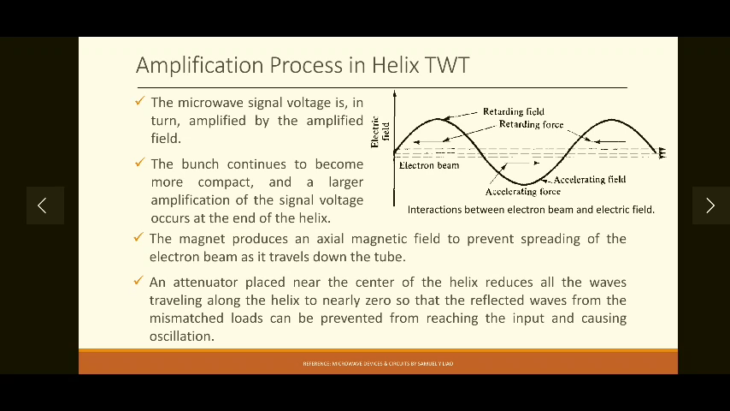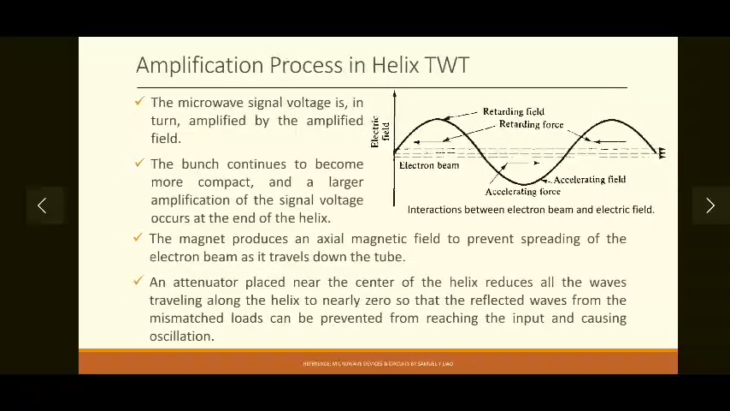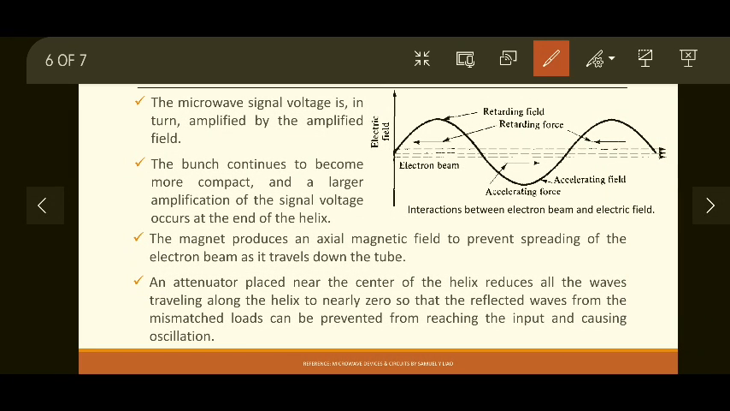So you can see here the interaction between the electron beam and electric field. Here this is the electron beam, this is the retarding field as I said, and this is the accelerating field. Okay, what is the retarding force and accelerating force? Accelerating force means towards the collector, and retarding force means towards the buncher cavity, in this case no cavity, towards the anode or cathode. Okay, so the bunch continues to become more compact because of this accelerating and decelerating field, and larger amplification of the signal voltage occurs at the end of the helix.